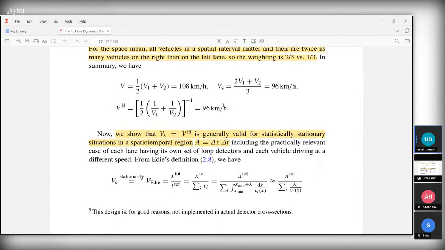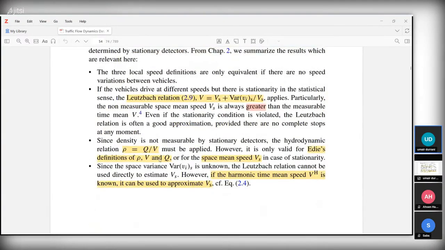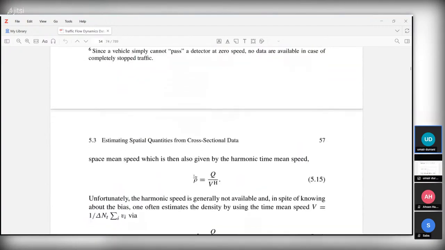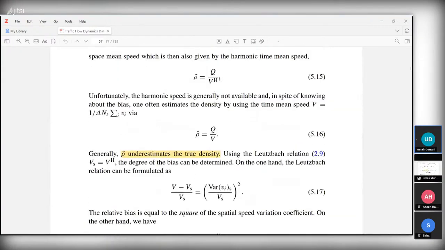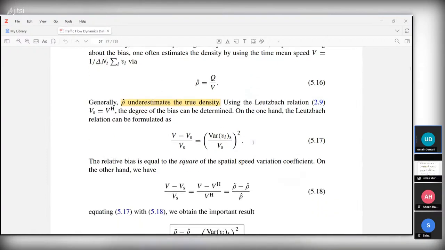Theoretically, the actual relationship is rho equals q over v. But with detector data, we cannot use v directly. We need to depend on harmonic mean speed. But it says here that unfortunately harmonic speed is generally not available. Okay, so then what do we do? We then use the time mean speed, but then this is an estimate, and this estimate is represented by rho hat. And because of that, we are going to get some bias, which means that we are going to get an underestimation of the true density.